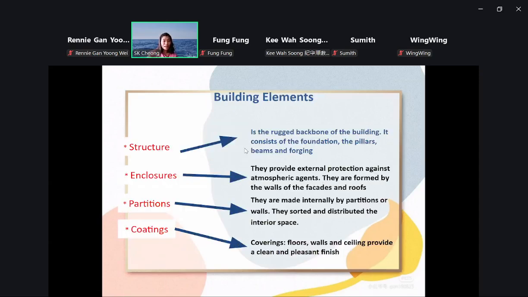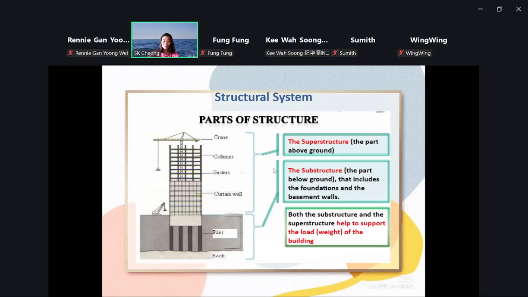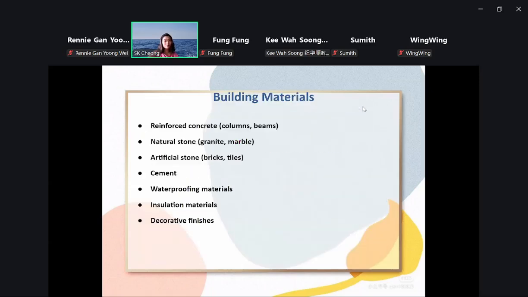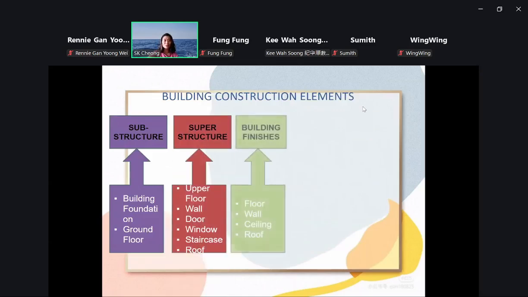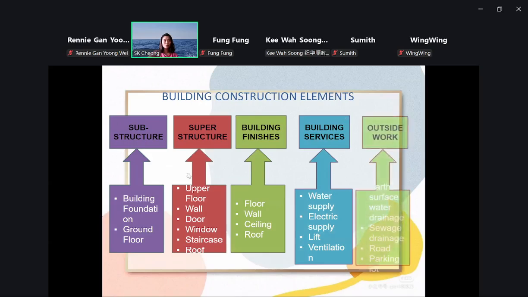Okay, so elements. What is that? Building elements. We have structure, we have the enclosures, we have the partitions and the coatings. Well, you have learned some in your BC1, right? So superstructure and substructure in the following chapters, materials. So these are the elements I just mentioned. So we concentrate on here for your exam.